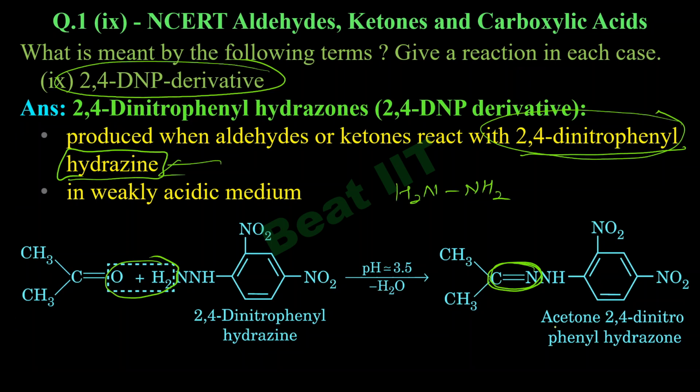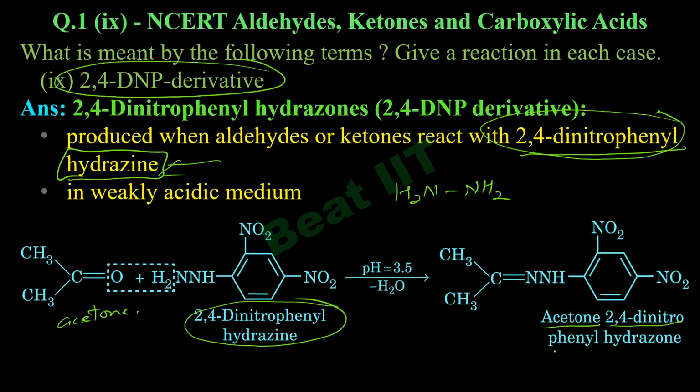We get here in this case acetone 2,4-dinitrophenyl hydrazone, and the name comes from the compounds being used here. So the compounds being used here, acetone is this one. Okay, this is acetone, and we have 2,4-dinitrophenyl hydrazine. So we combine and then we get acetone 2,4-dinitrophenyl hydrazone. Remember here it is zone, not zine.